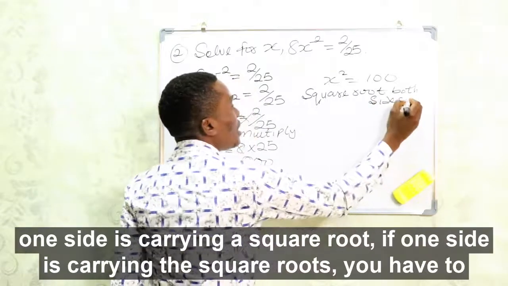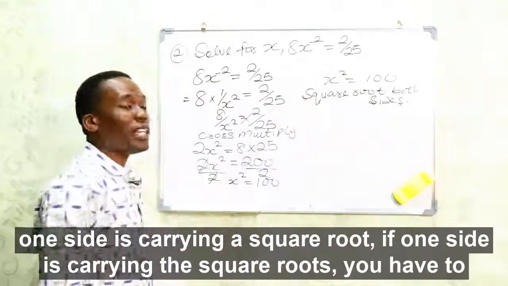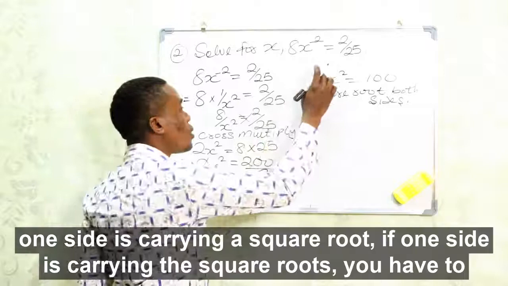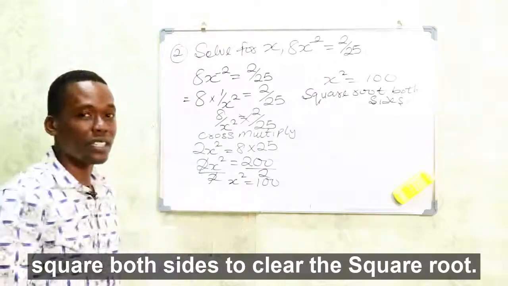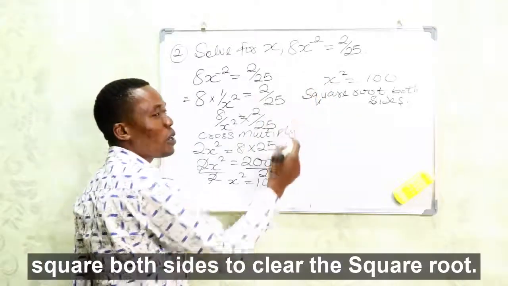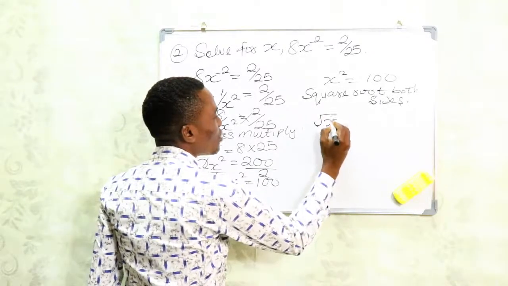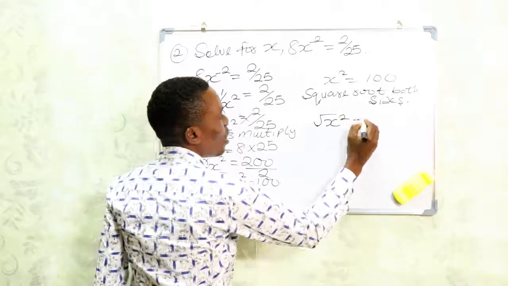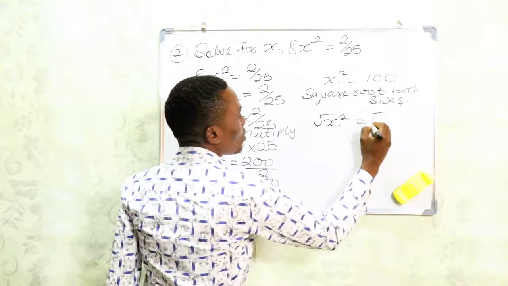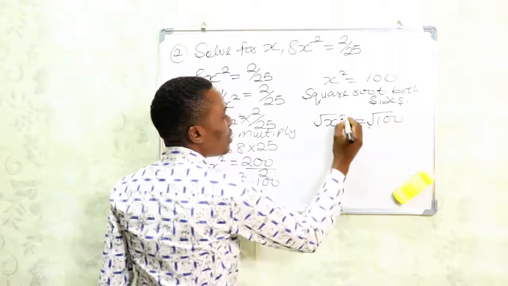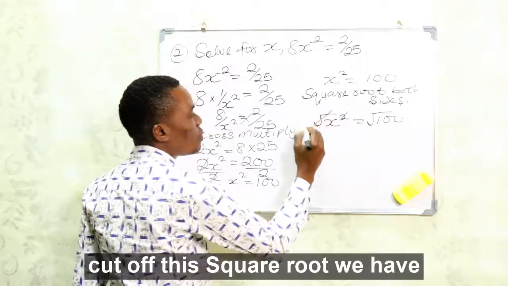One side is carrying what? A square root. Now if one side is carrying the square root, you have to square both sides so as to clear the square root. Now let's look at that. This is 100. Cut off this square root.